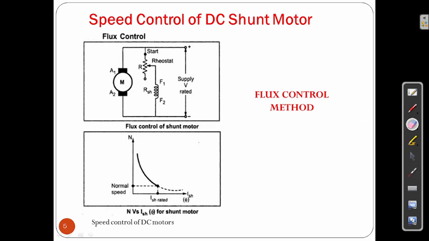If you look at the graph of this flux control method, N is the speed and I is the current. The speed decreases with an increase in the current. Here, if the current increases, the speed decreases. Likewise it happens in the flux control method of a DC shunt motor.